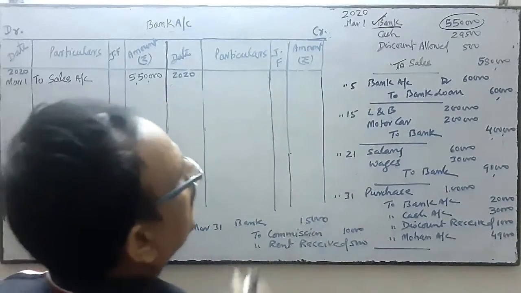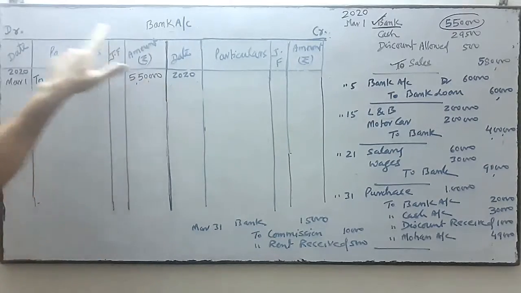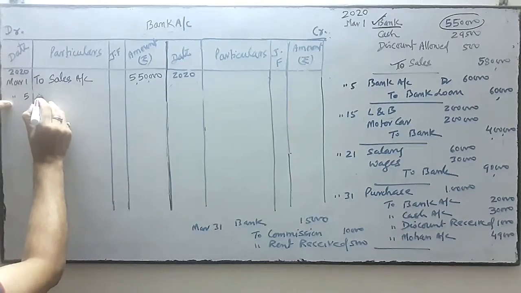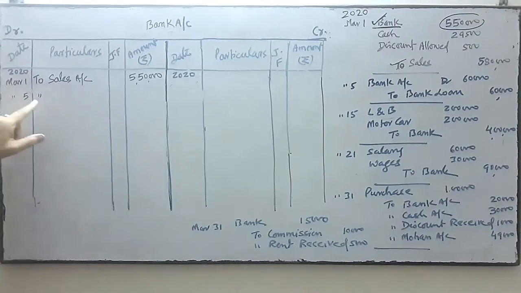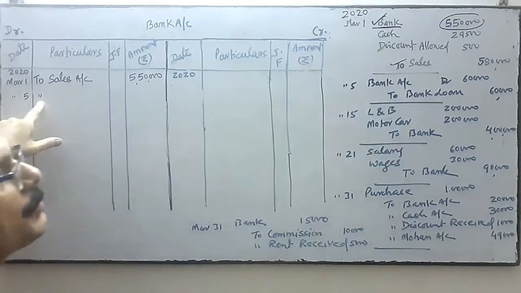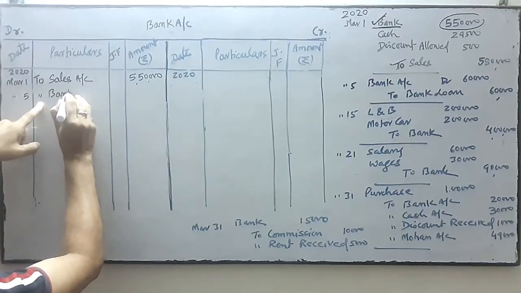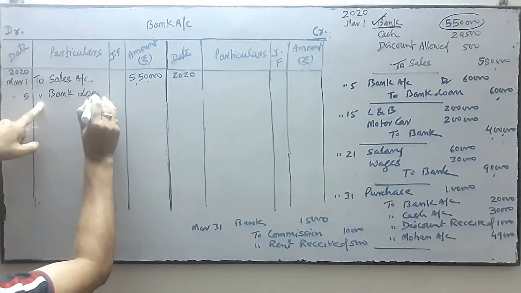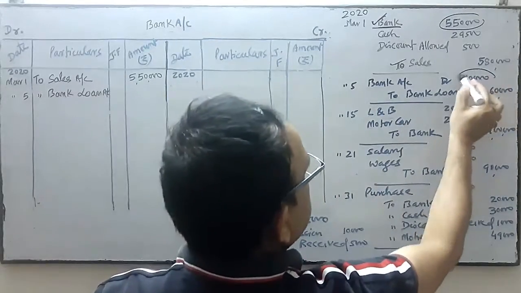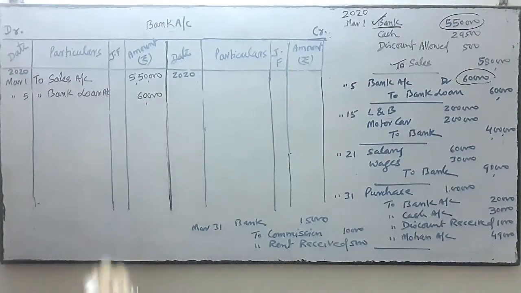Now come to the second, March 5. Bank is on debit, so we will do the posting on the debit side. First we will write the date, March 5, and "To" again. On the opposite side of bank, which account is there? Bank loan account is on the opposite side of bank. How much is it? We will write 60,000 over here.